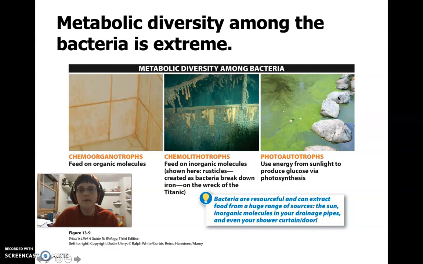There are quite a few of them that can do it, and these are actually the first organisms on the planet that could do photosynthesis. So we're very thankful for them for showing up, because they were the first ones to make oxygen on the planet.